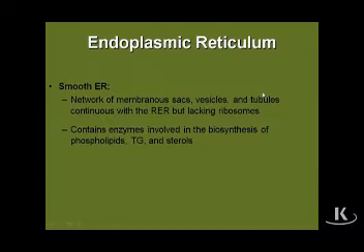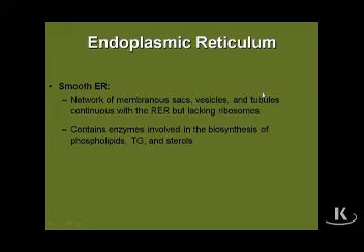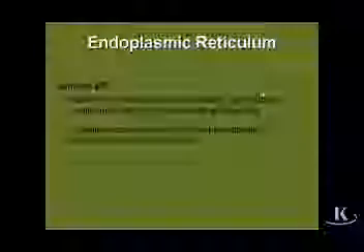Smooth ER, on the other hand, looks like rough ER, but lacks the bound polysomes or ribosomal association. One of the functions of smooth endoplasmic reticulum, its major thing, is to produce steroid-based hormones, but it's also associated with a wide variety of other biosynthetic reactions. So first off, let's compare the two.